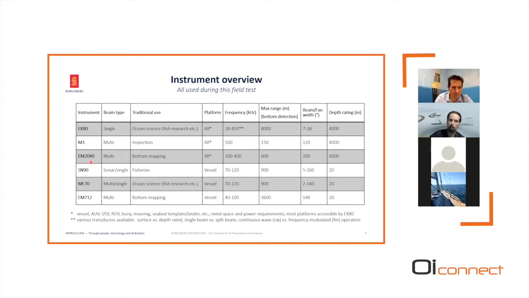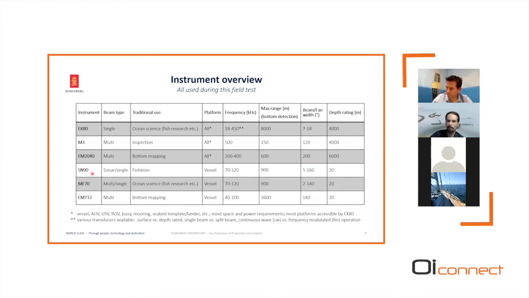The EM2040 is a compact multi-beam system, usually used for bottom mapping, but it also allows for water column measurements. You can achieve measurements from 200 to 400 kilohertz at a 600-meter range. It also has a high depth rating to be installed on ROVs, for example. And the opening angle is extremely wide, such that you can cover a large area.